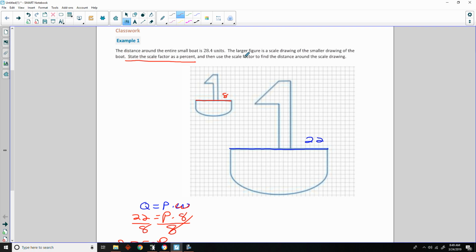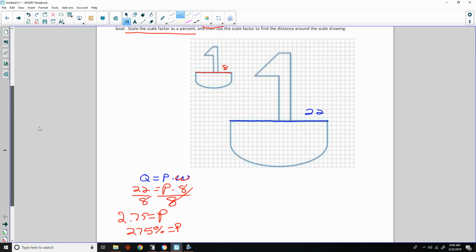Now it says to use the scale factor to find the distance around the scale drawing. So the smaller one was 28.4 units. So now all we have to do is take that 28.4 and multiply it by 275%. Okay, and that would be 28.4 times 2.75.